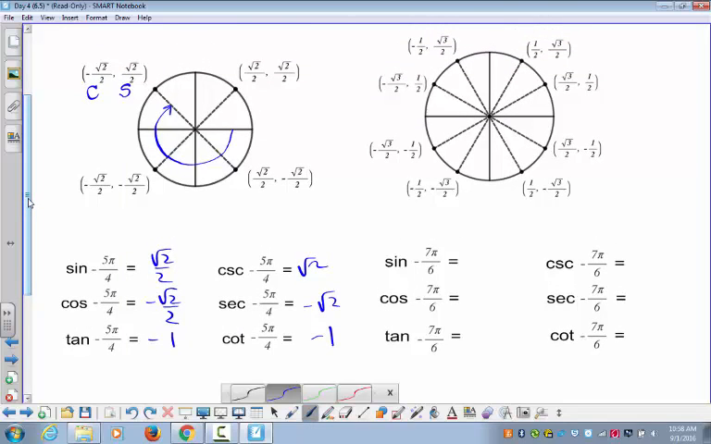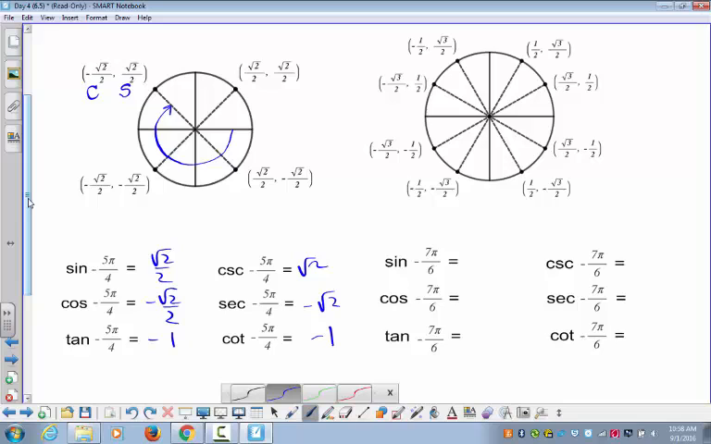Negative 7 pi over 6. Find negative 7 pi over 6, and then write down those 6 trig values. See if you can do it. I think you can. So draw the circle. Draw the 12 sector. It always helps. Anytime you're trying to evaluate an angle, if you draw the circle, you know exactly where you're at. So where's negative 7 pi over 6 there?